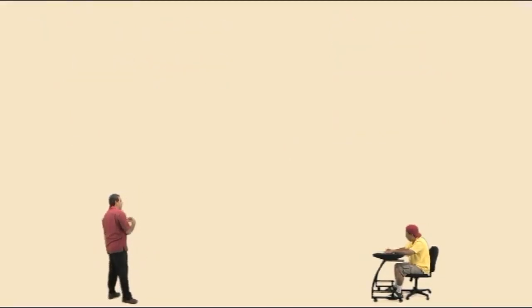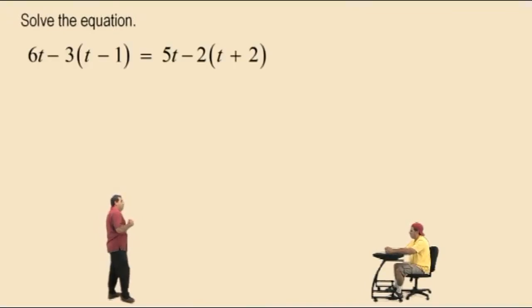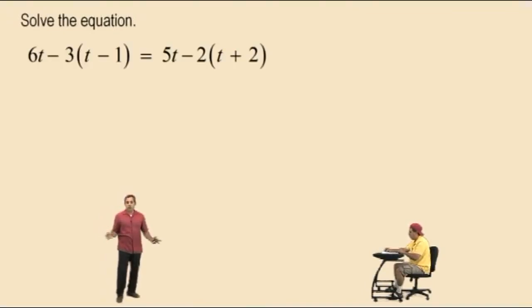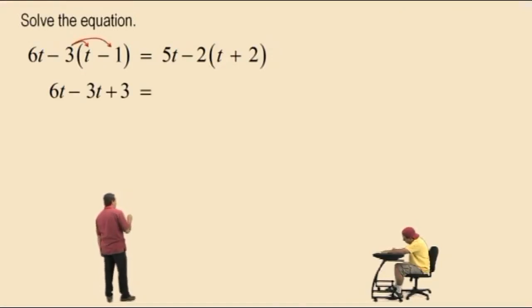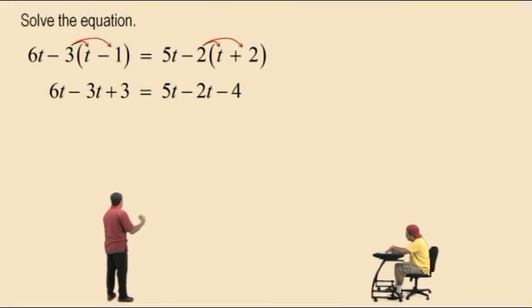Okay, let's move on to our next equation now. Solve the equation. Now, this equation will have no solution. So let's look at what happens. Okay, no fractions here. Let's get rid of the parentheses by applying the distributive property. So we have 6t, subtract 3t, plus 3 equals 5t, subtract 2t, subtract 4, right? Okay, now, combine like terms.